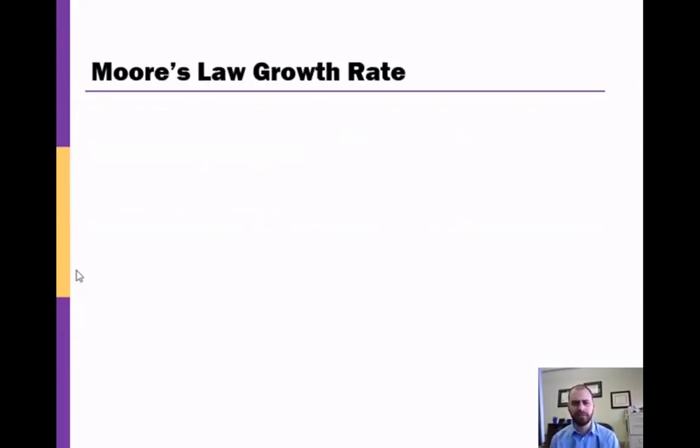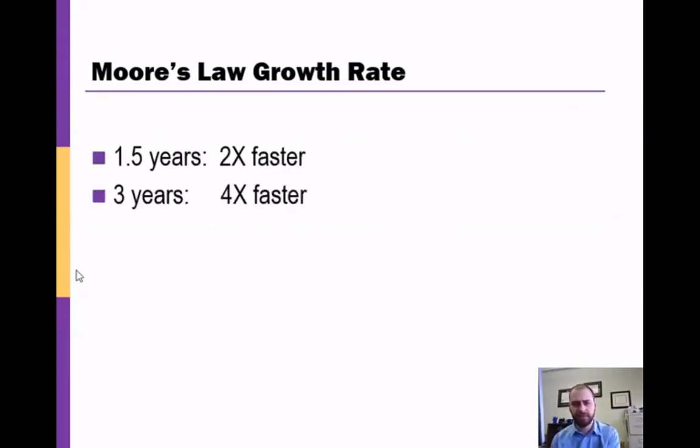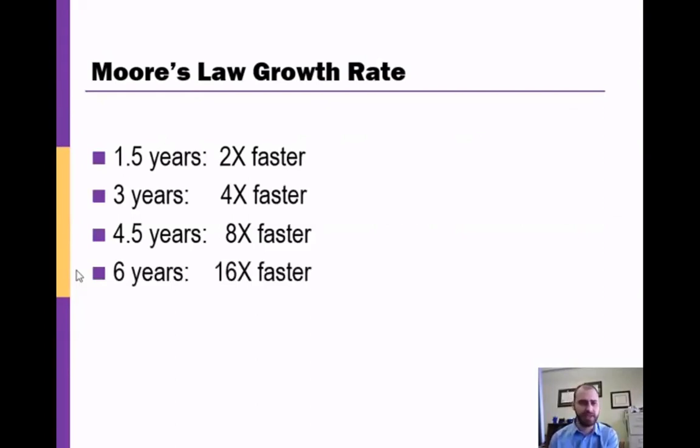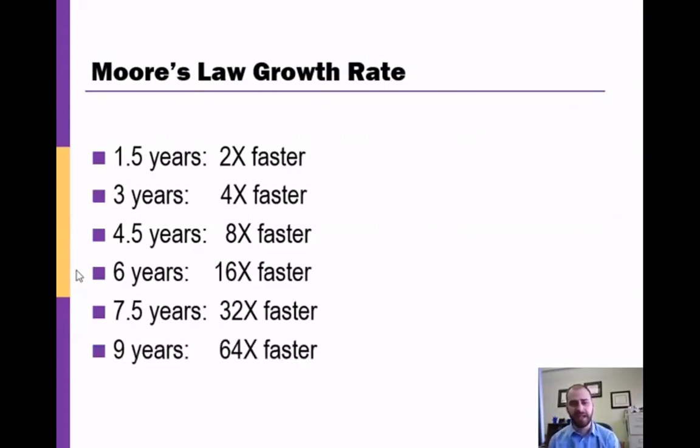So first of all, we just looked at the definition. Well, what does that mean, right? So it doubles every 18 months. So just to kind of show some numbers, that would mean in 18 months, we would have a doubling of performance. 3 years, it'd be 4 times faster. 4.5 years would be 8 times faster, 6 years, 16 times faster, 7.5 years, 32 times faster, and 9 years, we'd be looking at 64 times faster. All right, so just to see how that grows quite quickly.